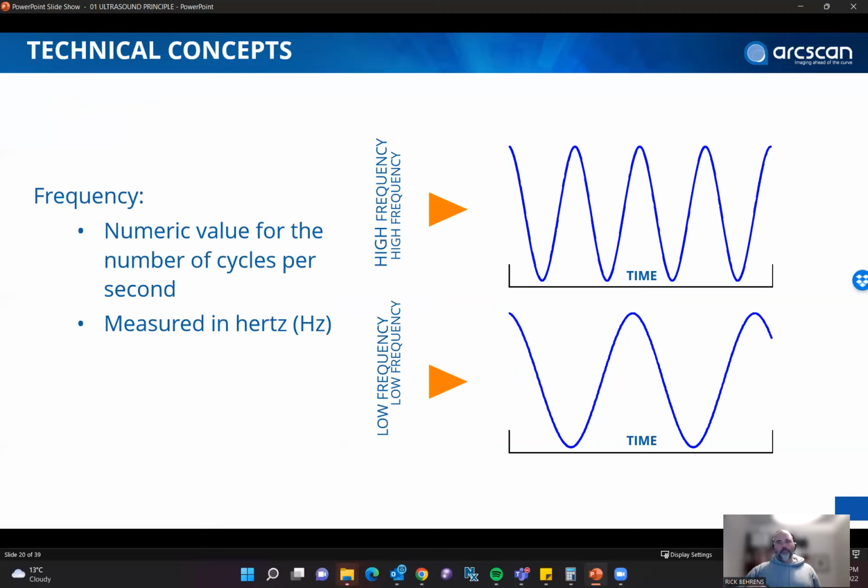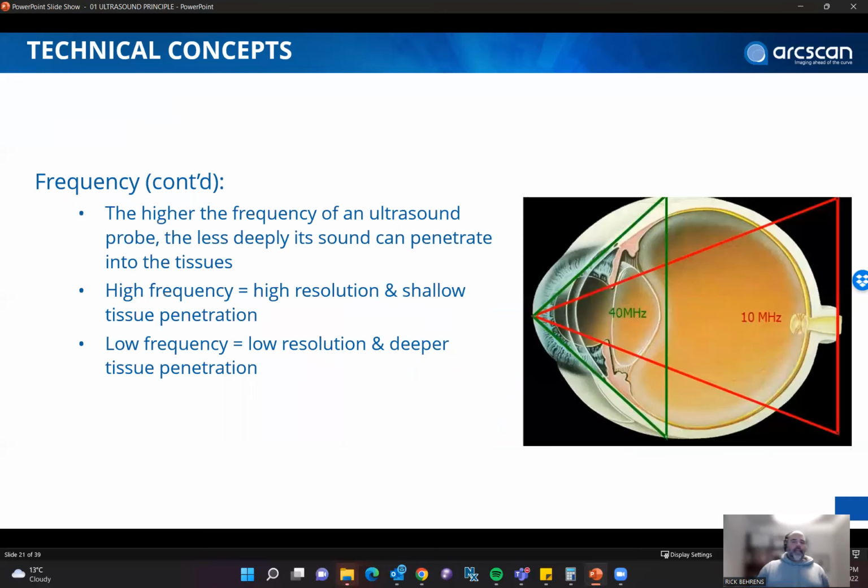The wavelength is measured by the distance between crest and crest. So both of them are related. Now, very important to know that when we're talking about megahertz, this is not like megapixels. There are some analogies, but not all of them work. The higher the frequency, the higher the resolution.